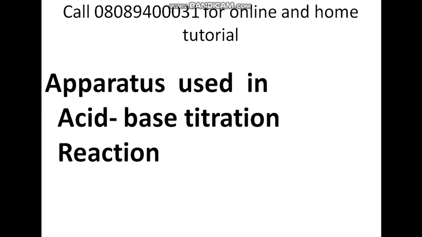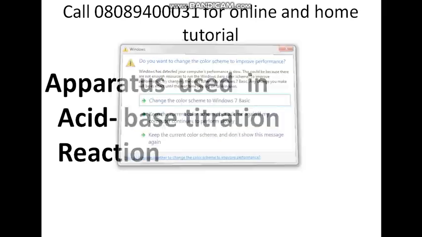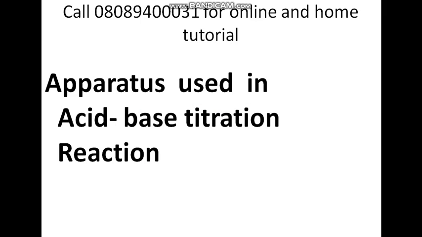Now I want to look at the apparatus used in acid-base titration reaction. These are burette, pipette, conical flask, funnel, retort stand with clamp. Now the burette. The burette is used to hold 50 cm³ of acid solution. The pipette is used to measure and transfer 20 or 25 cm³ of base solution.